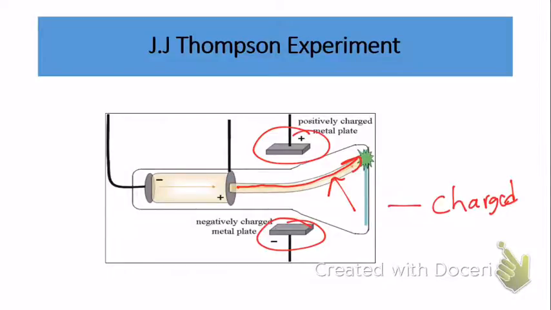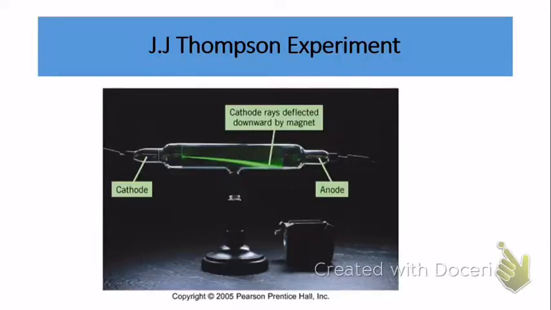Okay, he's further going to realize that this ray is not really a ray of light, but a ray of particles that are negatively charged. He's also going to realize, which is important, that these negatively charged particles are extremely small, much smaller than the atom that John Dalton proposed. All right? And so you can see this as a real life presentation here.